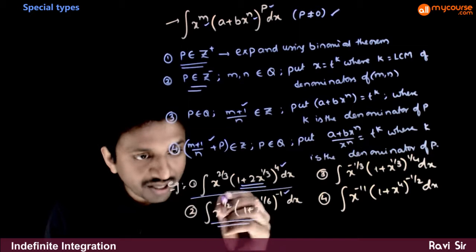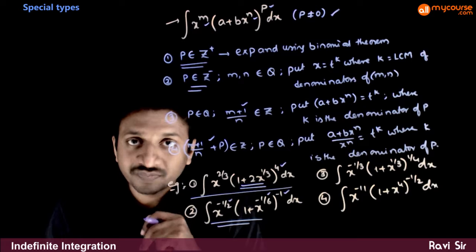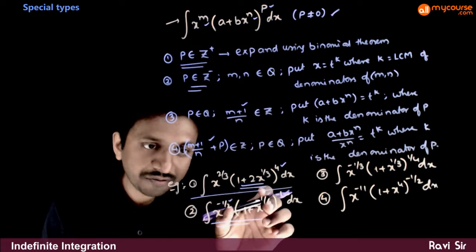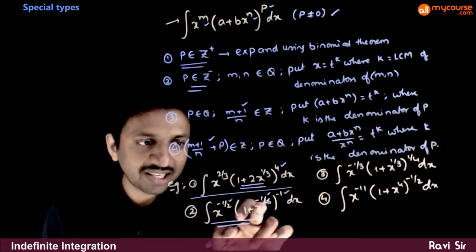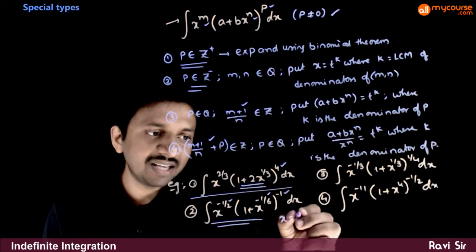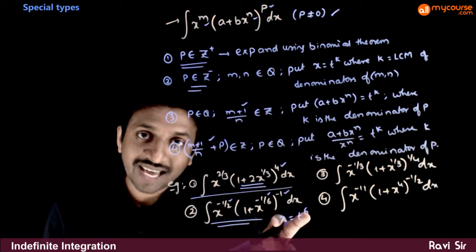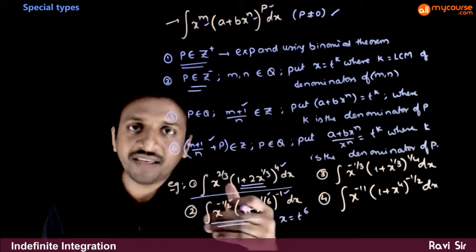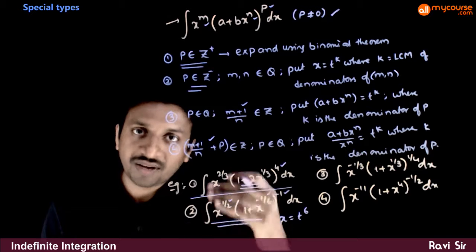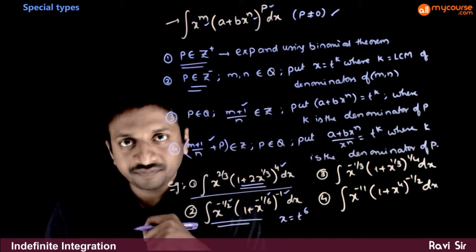So what you need to do is, you need to consider m and n. These two are fractions. So what is the LCM of these two denominators? What's the LCM of 2 and 6? It is 6. So you just need to put x is equal to t power 6 and then do the working. So mostly you get this integral solved.